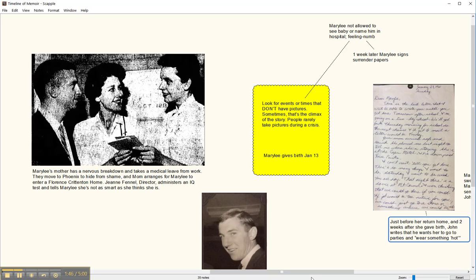Look for times in your stories where there's nothing in the photo albums. Either people are keeping silent about a secret, or you remember it differently than they do, or people are too much under stress to think about taking a photograph.